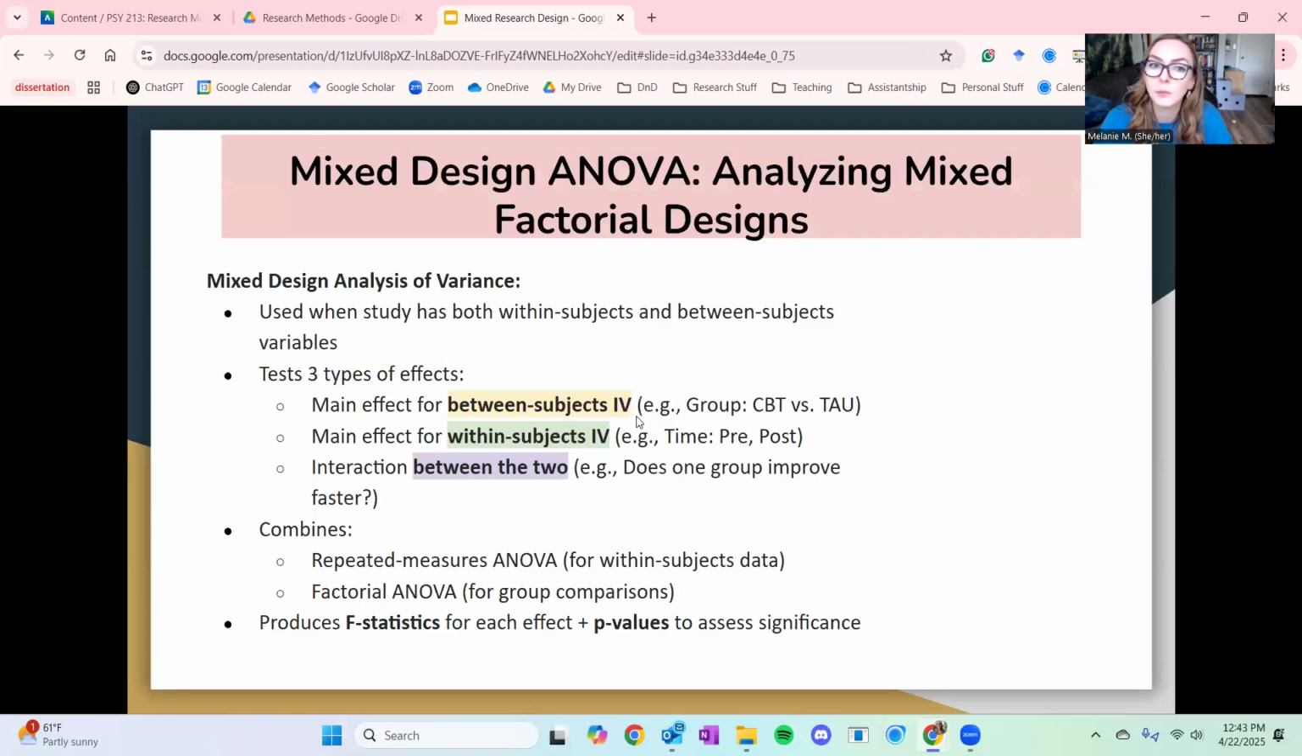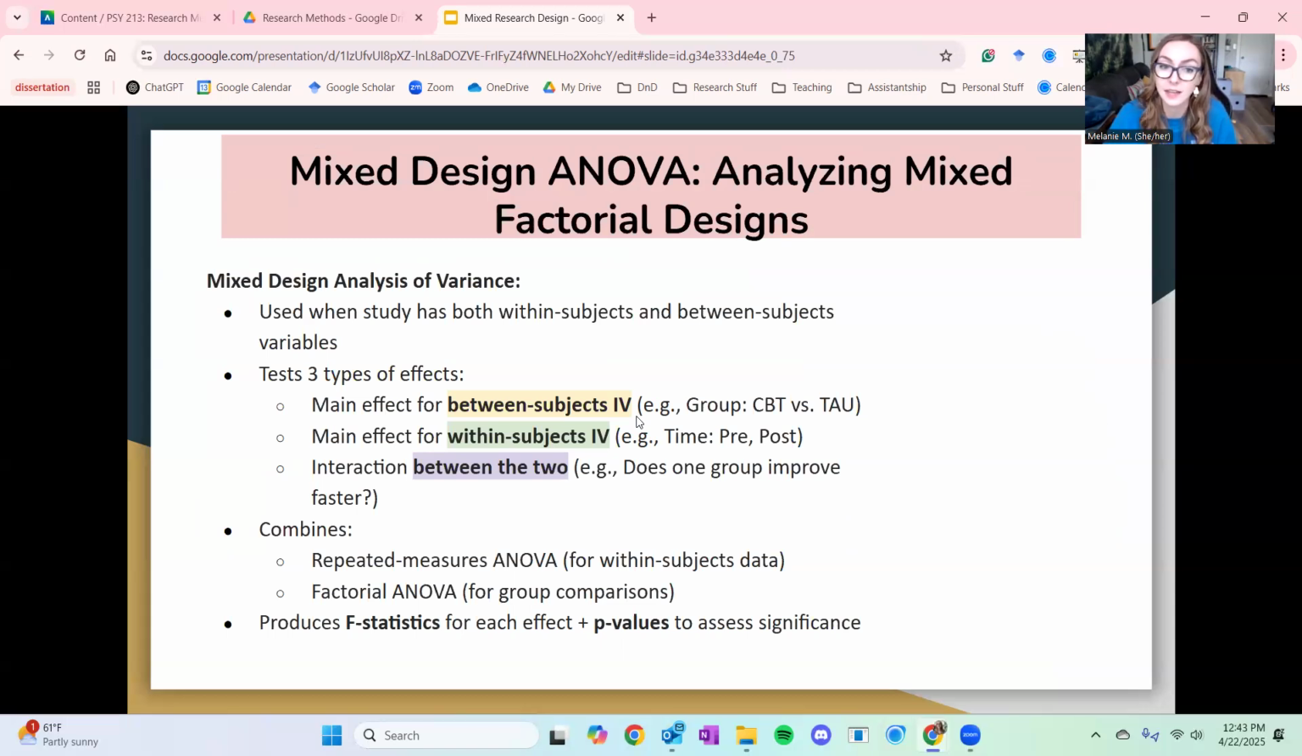And then we'll hone in a little bit on this mixed design analysis of variance, which is what ANOVA stands for. So mixed design ANOVA, mixed design analysis of variance. And this is when we are studying something that has both those within and between subject variables. And there's three main effect types that you are testing for.